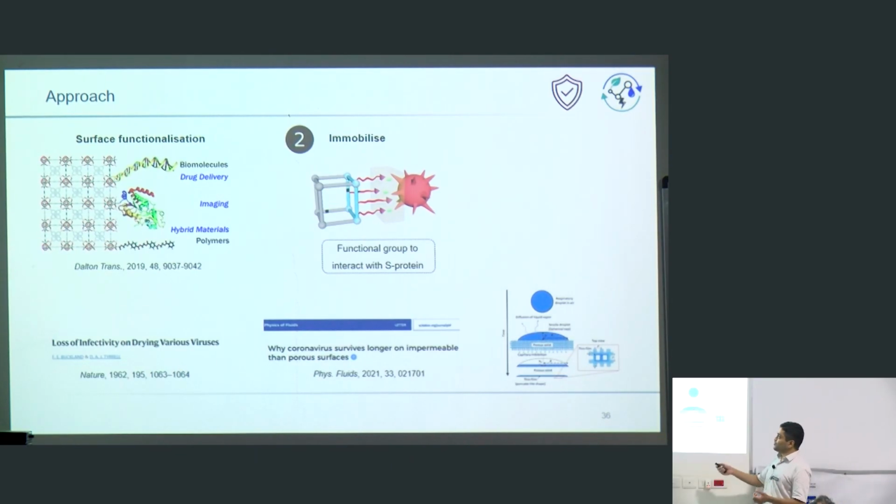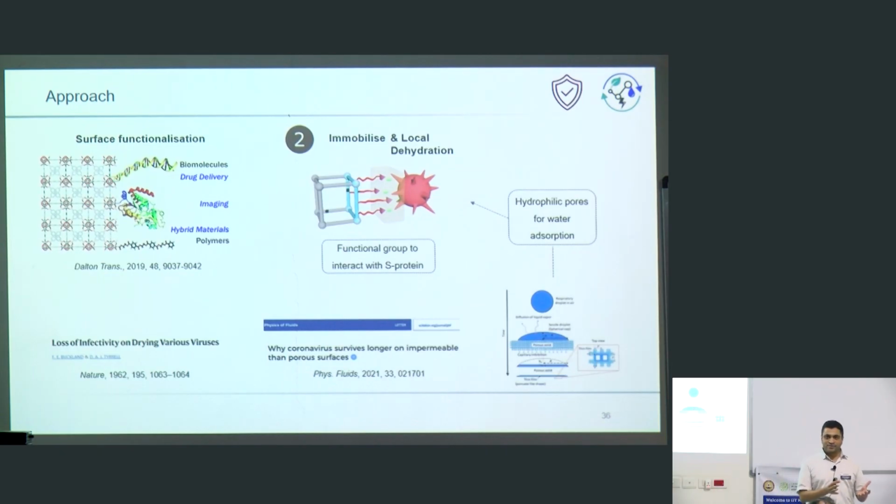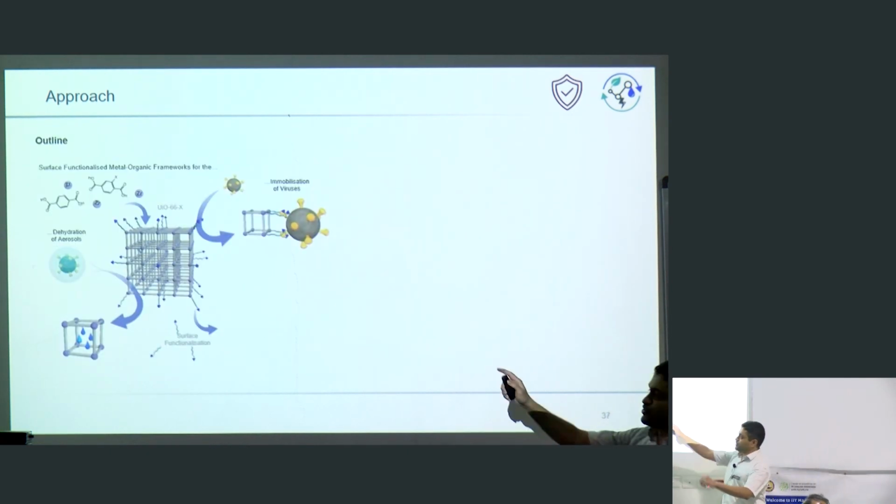So what you can do, you've got a MOF particle, you've got the external surface that binds to the spike protein. You've got this idea that dehydration helps to kill it or inactivate it. Why not combine it together? Have a hydrophilic pore. So the internal pore of the MOF can be used for dehydrating, and the external surface can be used for binding to the spike protein, right? So I'll just combine this together into this story.